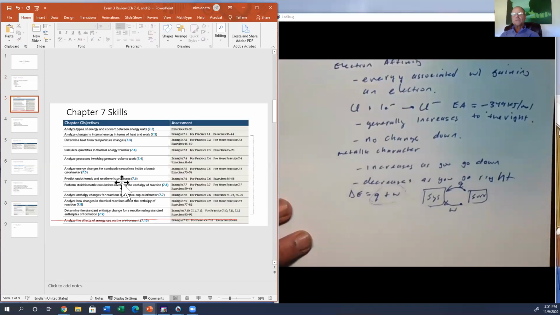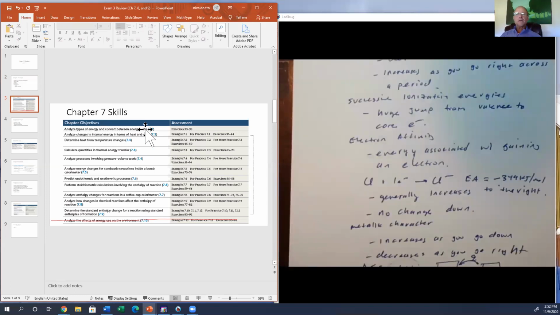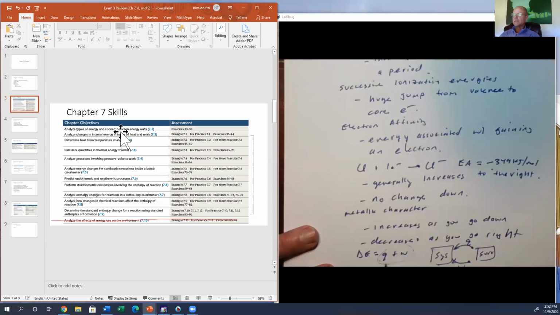All right, Chapter 7 skills. Remember, this list of skills you can find in the back of your book. It tells you what exercises and what examples in the book will show you that skill, but this is a good checklist to go through as you prepare for the exam. So know the different types of energy and be able to convert between energy units. Know about changes in internal energy in terms of heat and work, in other words, using this equation, delta E equals Q plus W. Determine heat from temperature changes: Q is equal to mC delta T. Be able to use that equation.